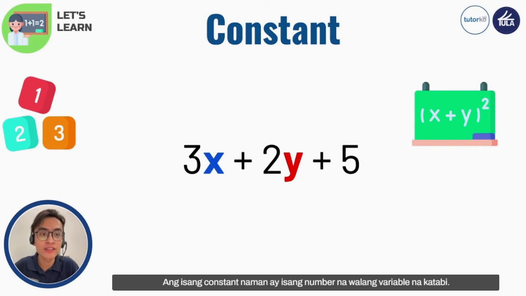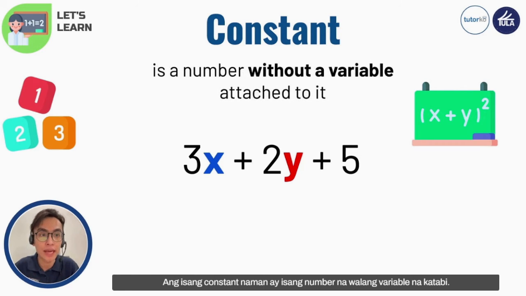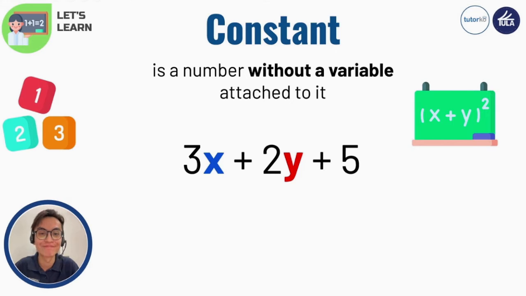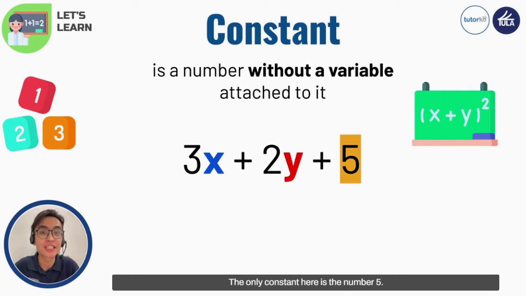Ang isang constant naman ay isang number na walang variable na katabi. Nakikita mo na ba kung ano ang constant natin dito? The only constant here is the number 5. Constants are known values. Hindi sila mahirap intindihin kasi alam na natin agad kung ano ang value nila.